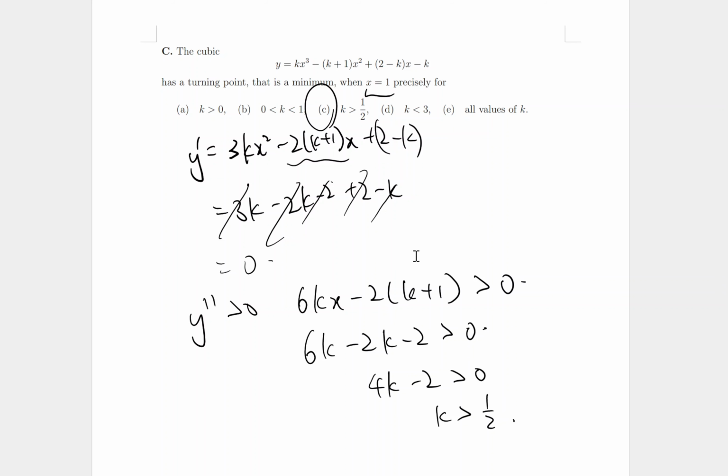So it's quite nice how x = 1 is always a turning point for the polynomial with some parameter k. And remember to check the second derivative. Don't answer all values of k. If you answer all values of k, you're trapped. So remember that for a minimum, the second derivative is greater than 0. Cool.